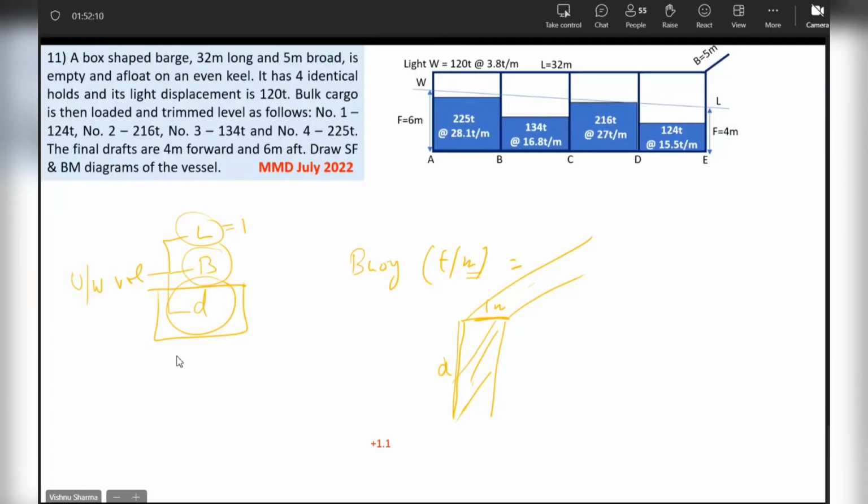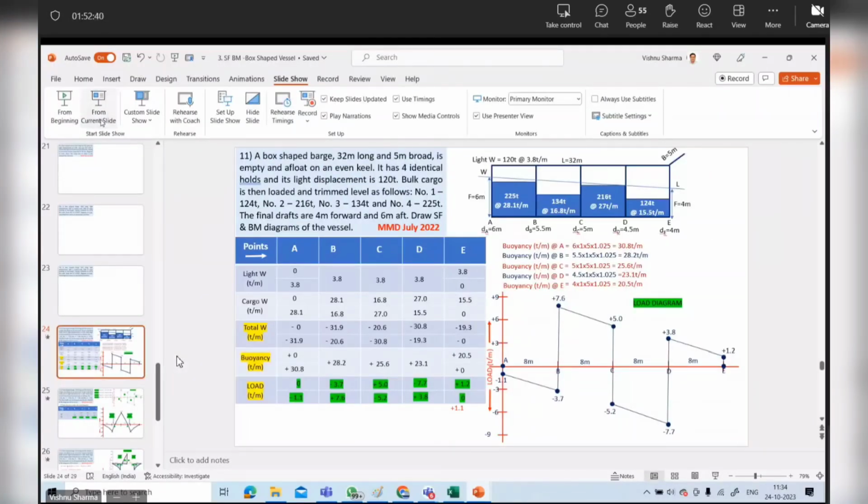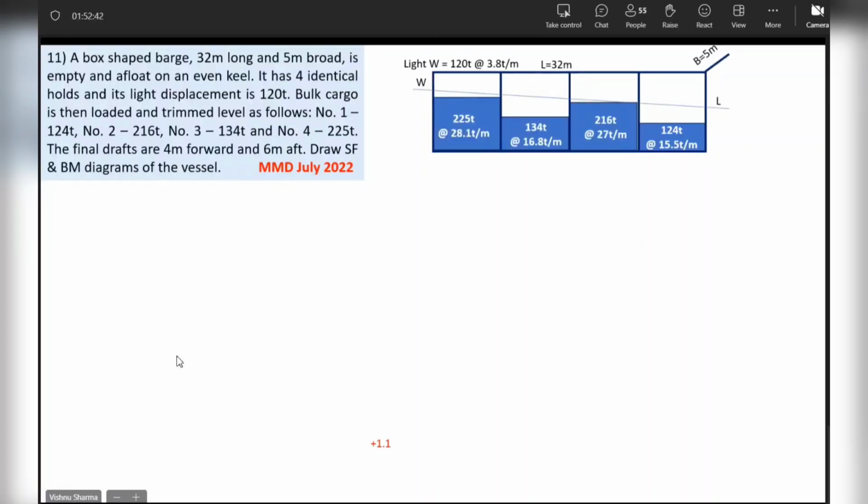What is buoyancy per unit length? Because in this case, light displacement is uniformly distributed. Cargo weights are also uniformly distributed in the respective holds, but buoyancy is changing along the length of the vessel. So when you make the load table, the buoyancy values will have to be different at different points. That's what you'll have to keep in mind. Okay, so I'll show it to you again. I think up to the diagram, all of you were aligned with me.